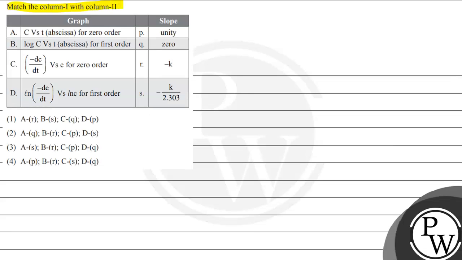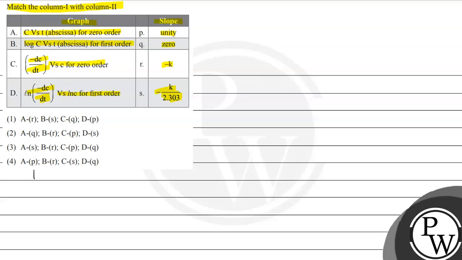Match the column 1 with column 2. We can see here graph and slope का हमें matrix given है, in which first is C versus T for zero order, log C versus T for first order, change in concentration with respect to time versus C for zero order, and natural log of change in concentration with respect to time versus natural log of C for first order, and slope given है हमें unity, 0, minus k divided by 2.303, for which these are the following options given to us.